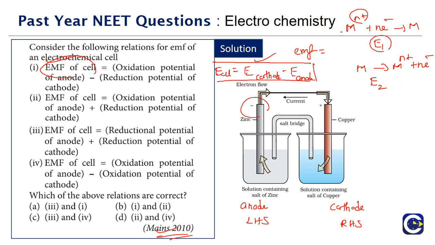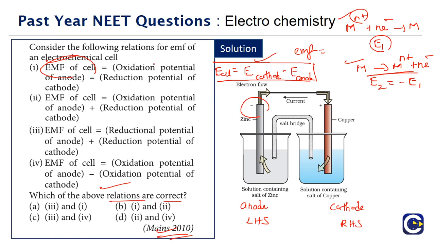Oxidation potential. Same reaction, when we reverse the phenomenon, reduction becomes oxidation. So if E2 is the potential for this oxidation, it is the reverse of it, which means it will be minus of E1. So oxidation potential is nothing but minus of reduction potential. For any electrode, oxidation potential is minus of reduction potential. Same way we can also say reduction potential is minus of oxidation potential. Now there are 4 options given to us. We have to check which of these relations are correct. So we'll just go one by one.